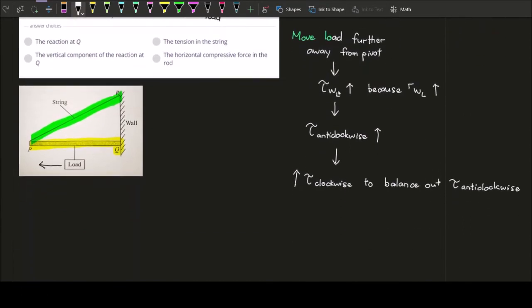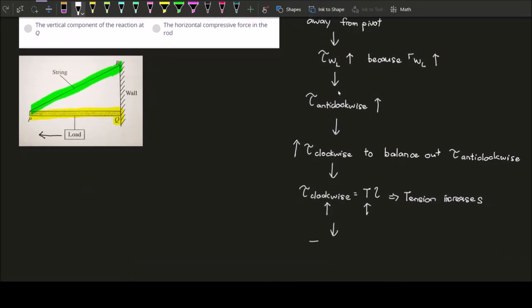Okay, so because this clockwise torque is equal to tension times the whole length of the rod, if this increases, the tension will be increasing. So tension increases. If tension increases, what will happen is the tension in the y direction will also increase.